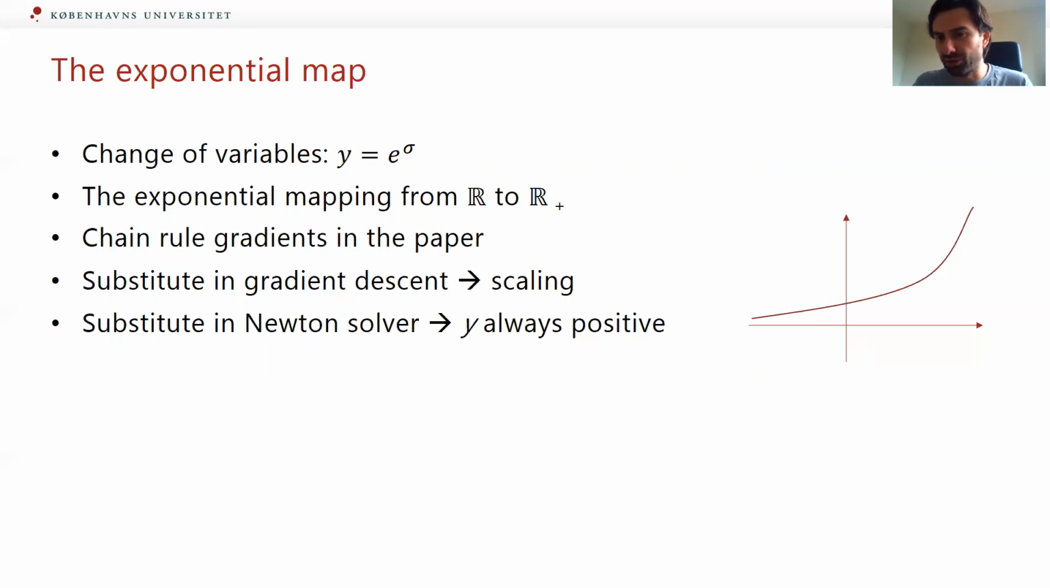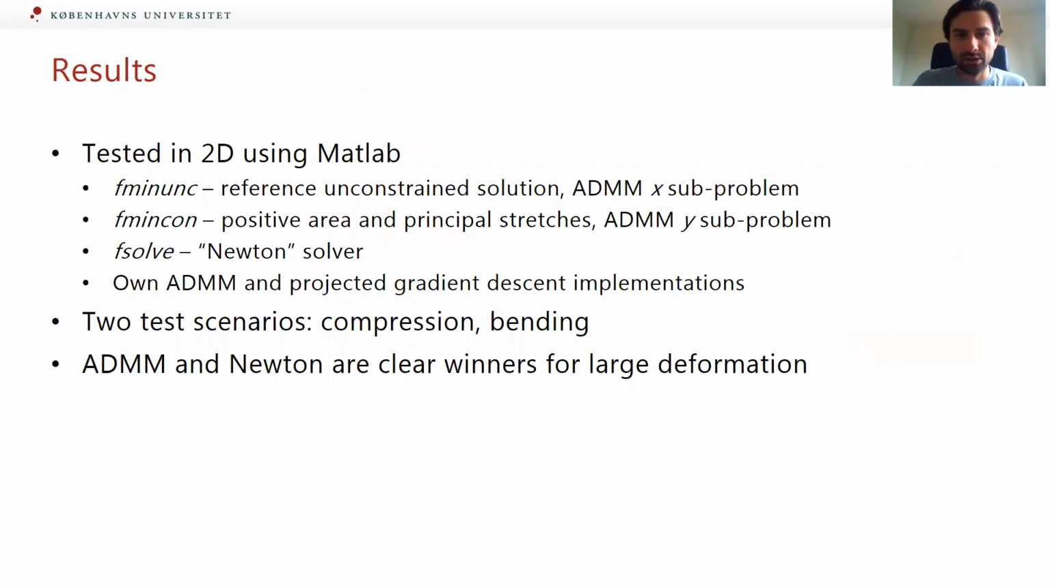Although we could replace projected gradient descent with this method, we did not always find improved convergence results. Also, the Newton solvers seem to do just fine without this extra substitution in the few examples we tested. We have not tested this method a lot, as it is still incipient work. We did all the testing in MATLAB using the following solvers. fminunc for the reference unconstrained solver. fmincon was used for enforcing directly the constraints, and fsolve in place of the Newton solver. We also implemented projected gradient descent and the ADMM outer loop.